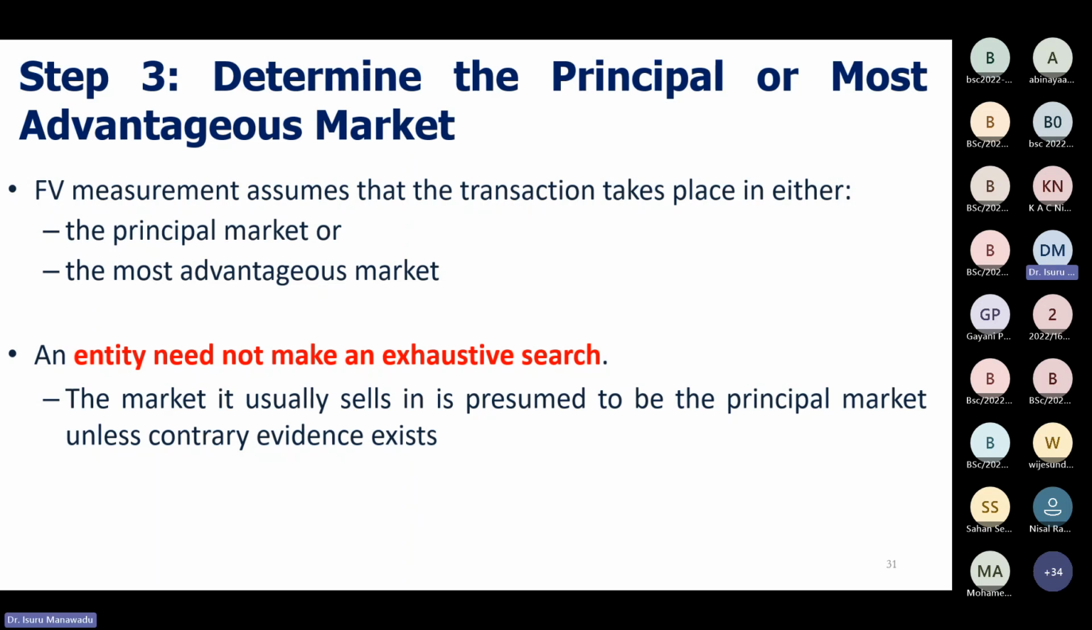The entity need not make an exhaustive search. The market where it usually sells is presumed to be the principal market unless contrary evidence exists, right? So normally, we assume that the principal market can be identified based on the volume data.